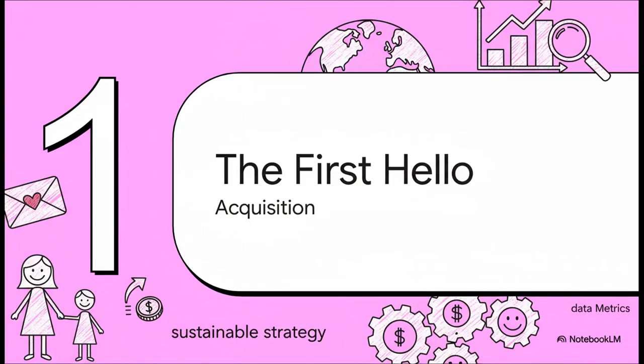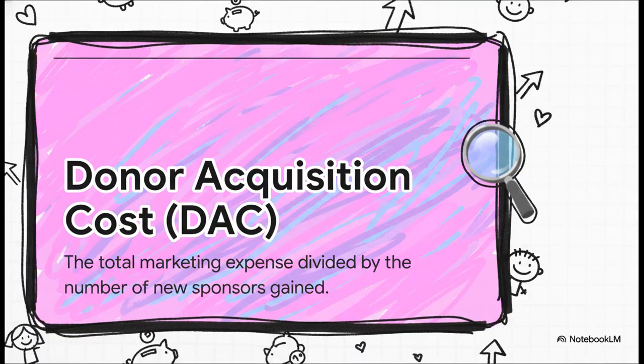This is that huge moment when someone decides, yes, I'm in. This is all about acquisition and figuring out what it really costs to get that yes. So the first number we absolutely have to get our heads around is donor acquisition cost, or DAC for short. All this is how much money you spend on marketing and outreach to get one new sponsor. That's it. It's the ultimate report card for your fundraising efficiency.